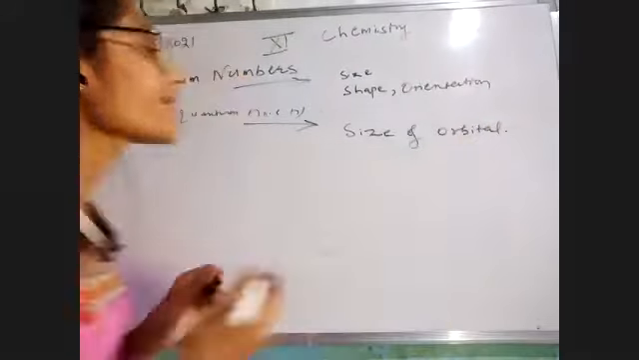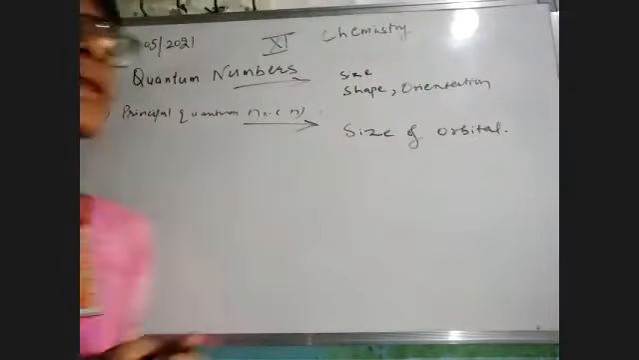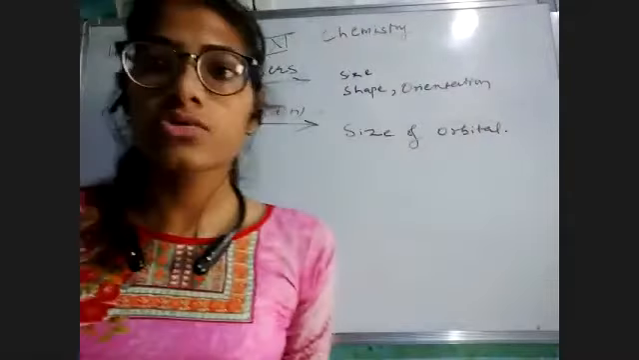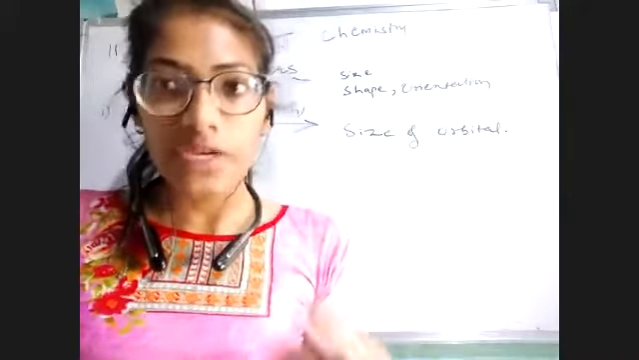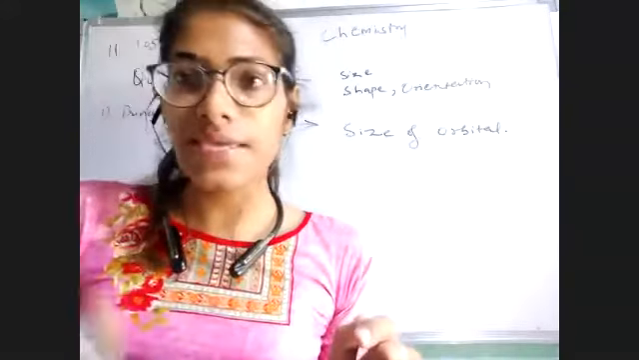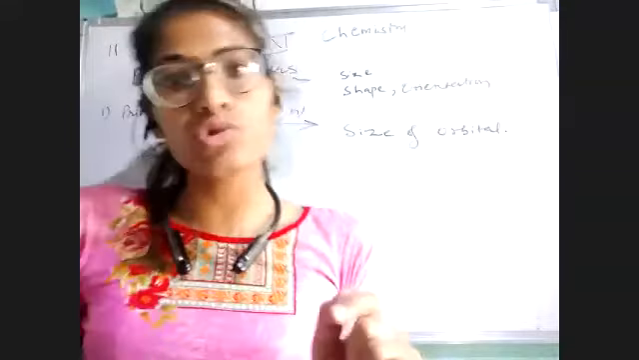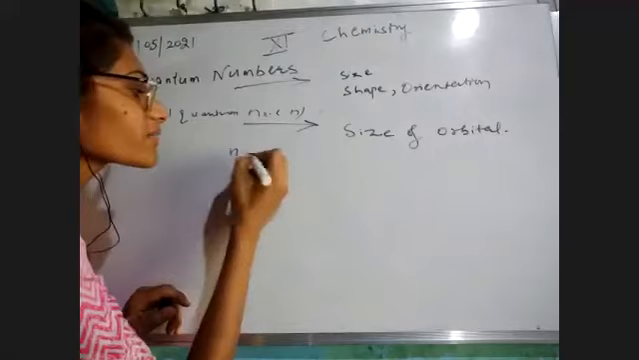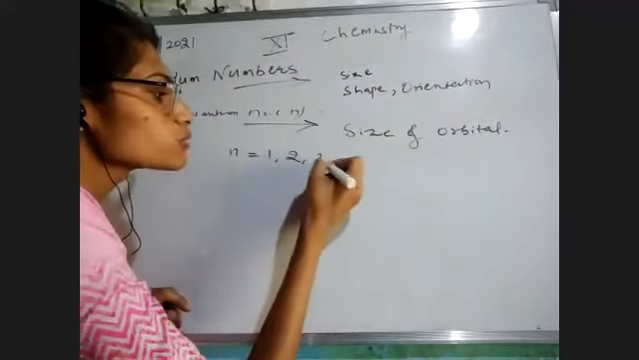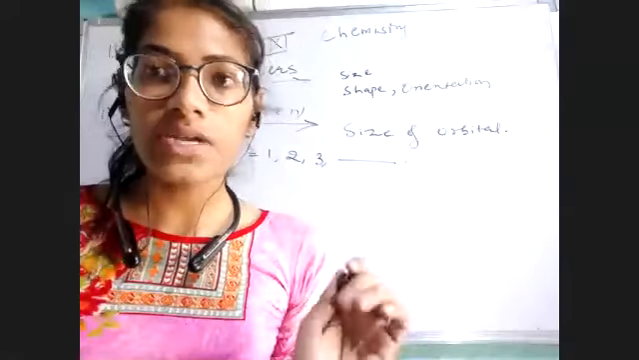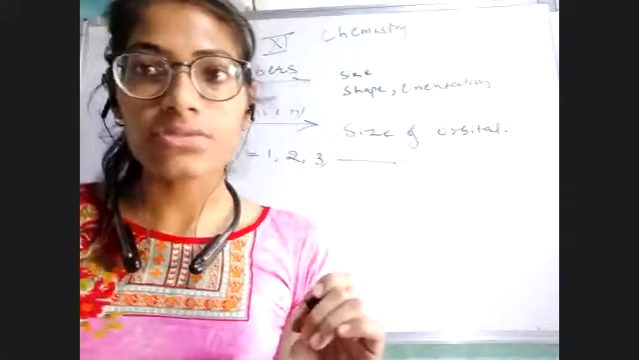This is also known as the principal quantum number. It is the basic quantum number on the basis of which we can differentiate that yes, this is our first orbital, this is our second orbital, this is third, and so on. Okay, so let's start. Suppose we have n equals 1, 2, 3, and so on. So n could be any positive integer: 1, 2, 3, and so on.